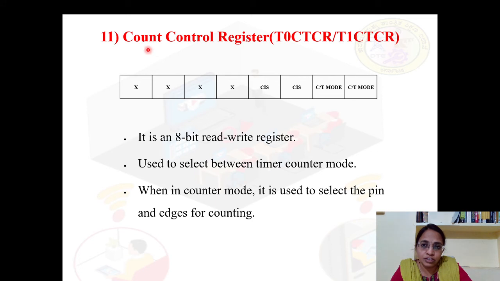The last register is the count control register. What is the use of this count control register? There are 4 bits here. These 2 bits are used for selecting the mode of operation of the timer or counter, and these 2 bits are used for selecting the input. CIS stands for counter input select, and these 2 are used for selecting the mode of operation. So this count control register is used for selecting the counter mode or the timer mode, and for selecting the counter input.